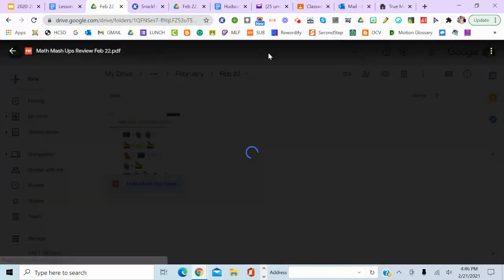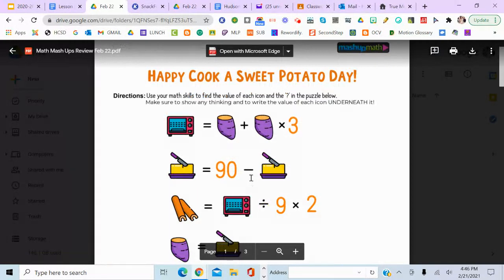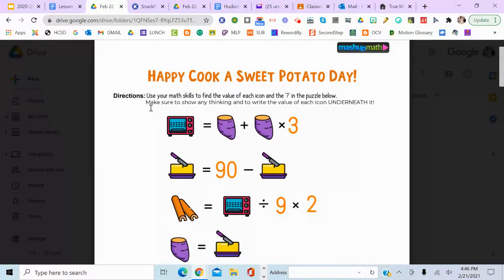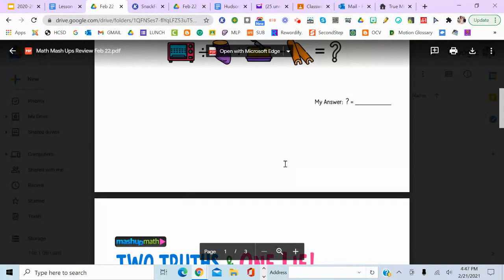So this is what your work looks like. This is the order of operations one. This will be similar to the one that I'm going to do with you. It says, make sure to show any thinking and to write the value of each icon underneath it. So when you solve for what the potato, the toaster oven, the butter, the cinnamon stick stand for, you need to make sure that you write the whole number sentence at the bottom. And then your answer for the question mark is going to go here.